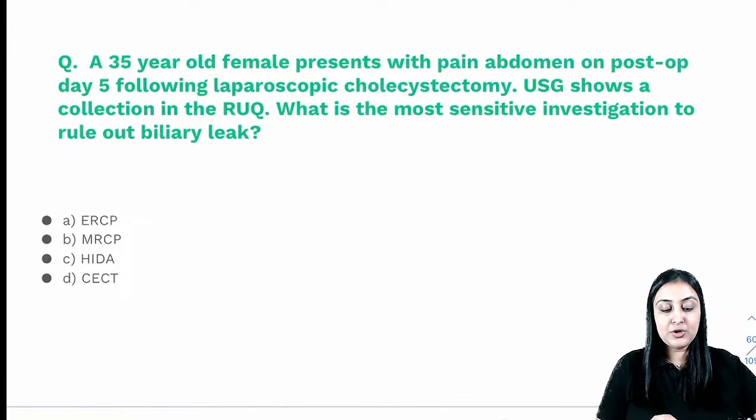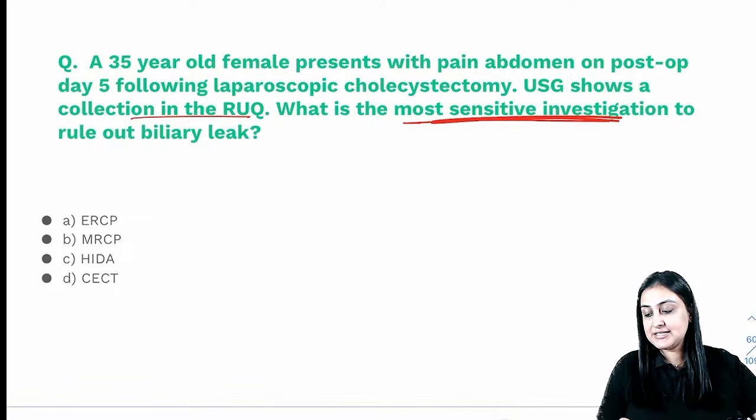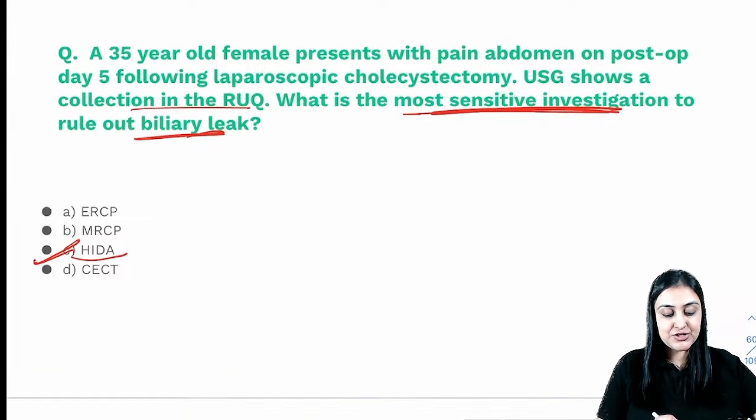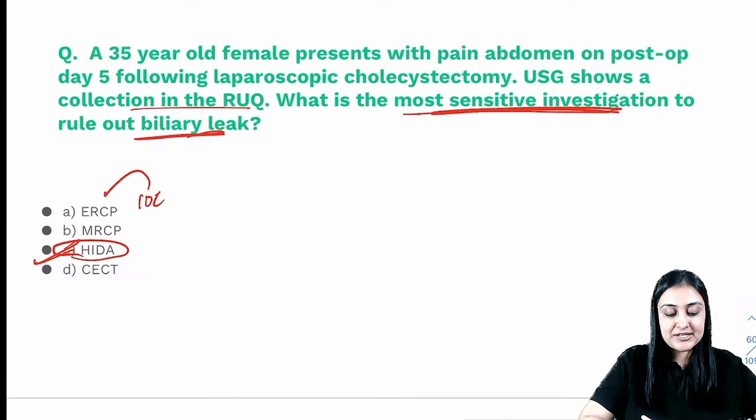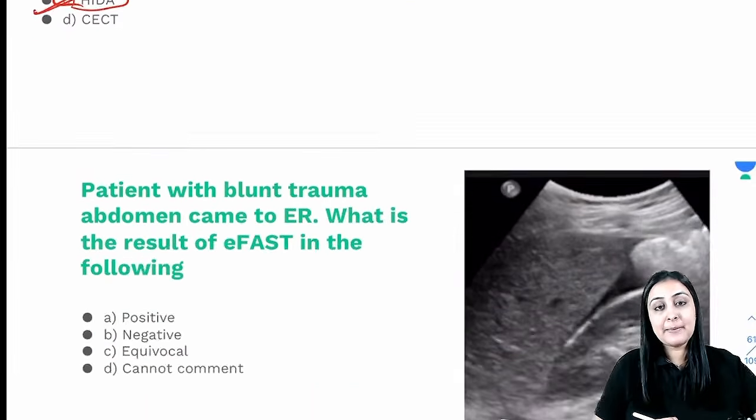35-year-old female, pain abdomen, post-op collection. Ultrasound shows a collection. What is the most sensitive investigation to rule out biliary leak? The theoretical question, most sensitive, HIDA. Investigation of choice, gold standard, ERCP.